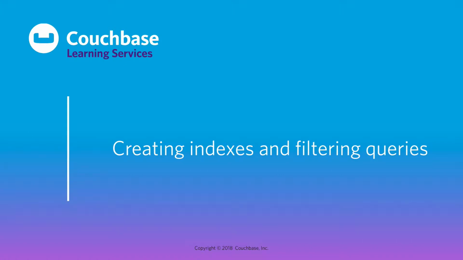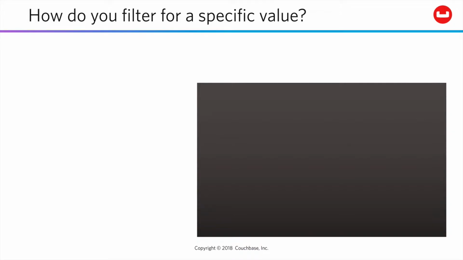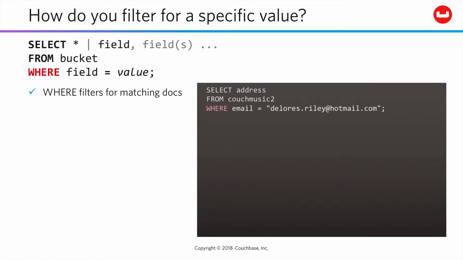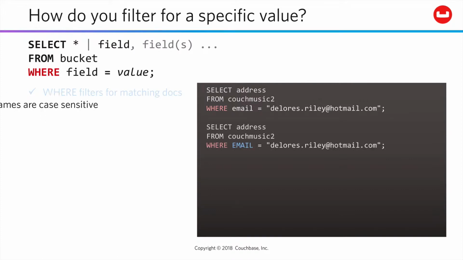Engaging with the data you need in the shape you need it is the whole point of this course. So let's dive into indexing and filtering. Hopefully you'll see a pattern emerging. N1QL is very much like SQL, so you'll add a WHERE clause to filter for matching documents. As you might expect, field names are case sensitive in queries while keywords are not.